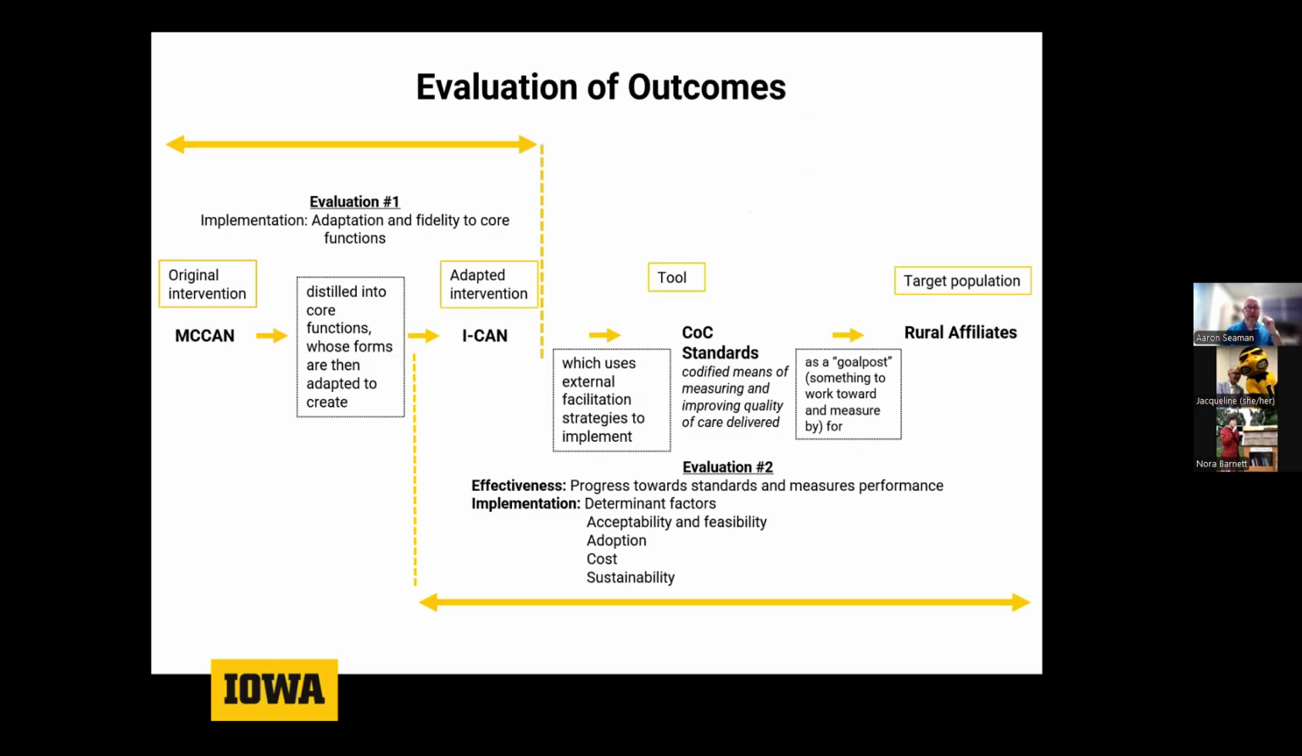So we are now in the phase of, if we look at this slide, we've done the top evaluation, the adaptation and fidelity of core functions, which took us from McCann to ICANN. And now we're really deep in the portion in this evaluation two of looking at how ICANN, which uses these external facilitation strategies to implement the COC standards as a goalpost, right? Something to work toward and measure by for rural affiliates.